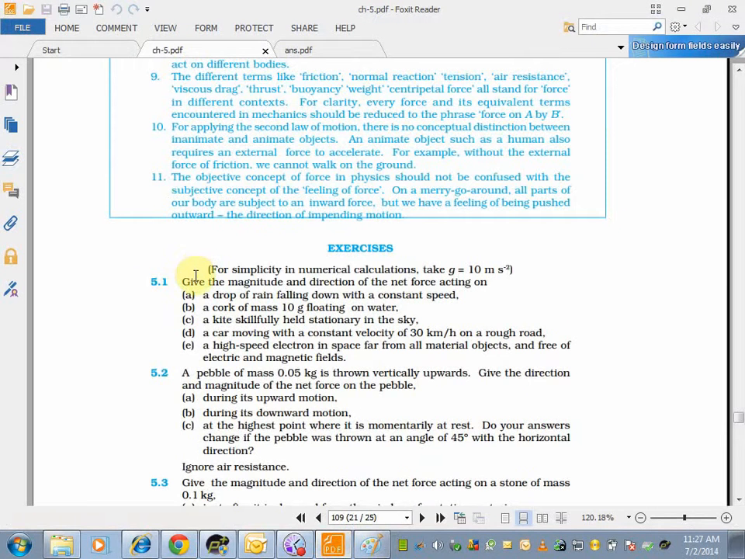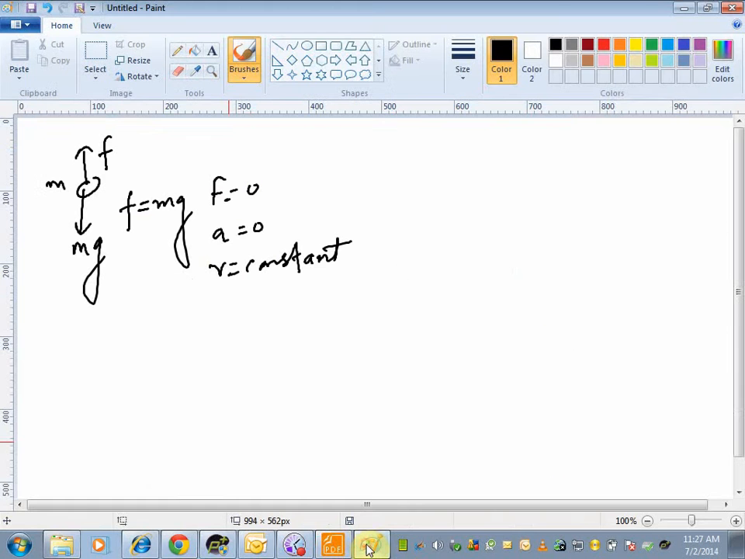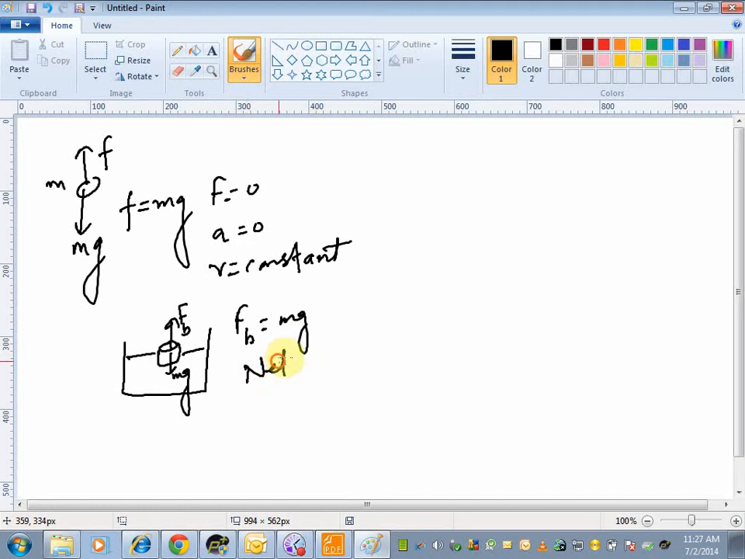Now move on to the next part. A cork of mass 10 gram floating on water. Floating on water means that it can be considered as at rest. So there is a mg force acting on it, and there is also a buoyant force acting on it, and as Fb is equal to mg, that's why it is stationary, and the net force is 0.